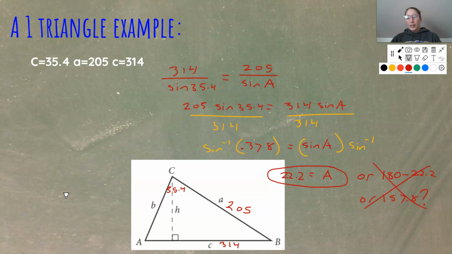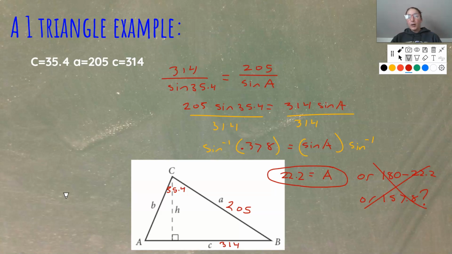So when we subtract our original answer from 180, we get something that doesn't make sense because our other angle is 35.4. So if we had 157.8 plus 35.4, that's bigger than 180, and that violates the fact that a triangle has to equal 180 degrees, the interior angles. So this second case can't be. So therefore, there is only one case here that can make this true. So this is the one triangle case.